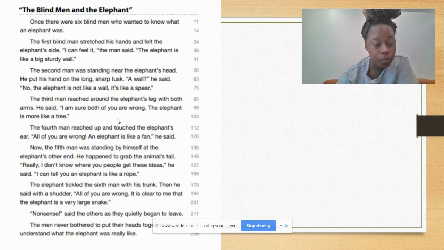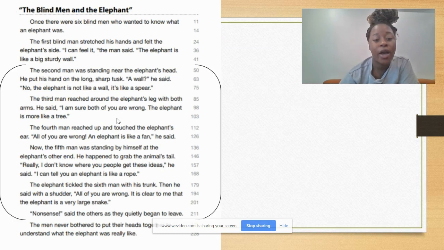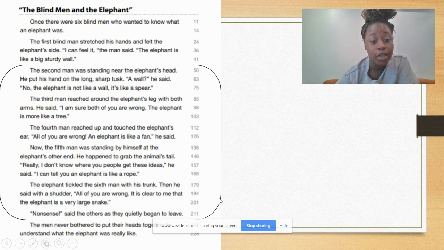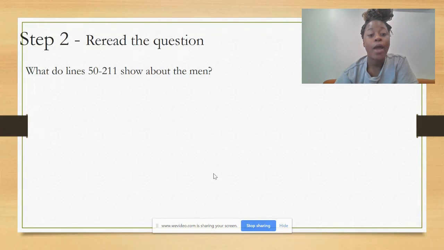Just like earlier, I'm going to go into the text and go ahead and find those lines so I know where to focus when I'm trying to answer my questions. And so as you see, I've put a bracket around starting at line 50, and then I close the bracket all the way down at line 211. If you have the text printed, please go ahead and make that bracket as well. Now we can reread the question. What do lines 50 through 211 show about the men?